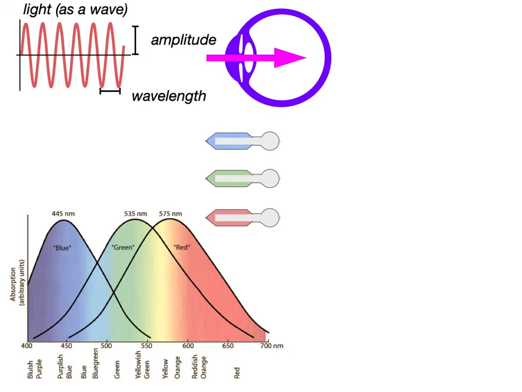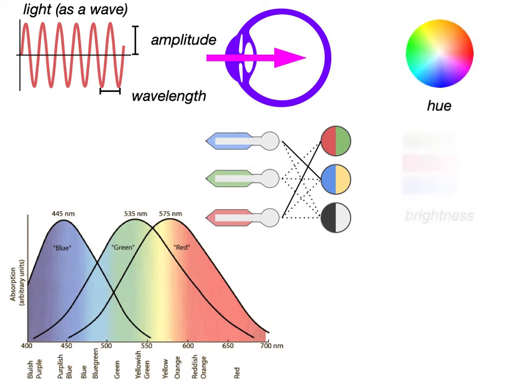when that light hits there. So these get abstracted up into these opponent processes of how much red versus how much green is present, how much blue versus how much yellow is present, and how much dark versus how much light is present. And then we get things like hue and brightness. And just a reminder that it's these three types of cones that allows us to detect the full range of normal color vision.